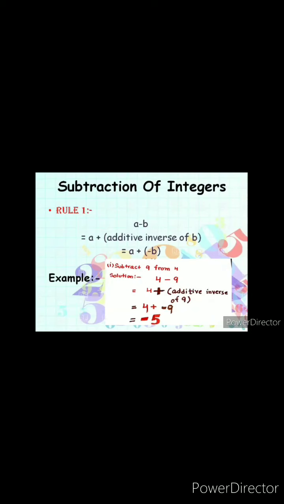Now suppose we have to subtract 9 from 4. So we are going to write this as 4 minus 9. Now according to the rule, what we have to do? After the first number, instead of writing minus sign, we have to write plus sign. Plus sign is here. And then the additive inverse of the next number, my next number is 9. What is the additive inverse of 9? It is minus 9. So 4 plus minus 9.